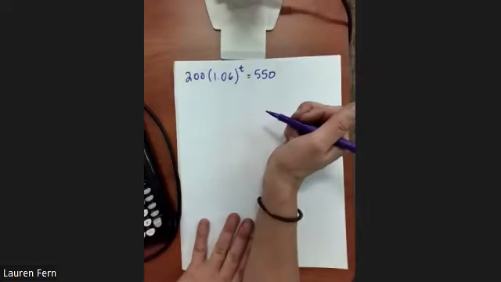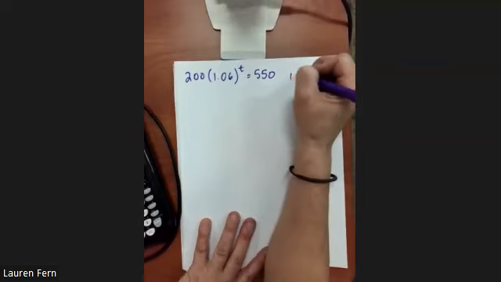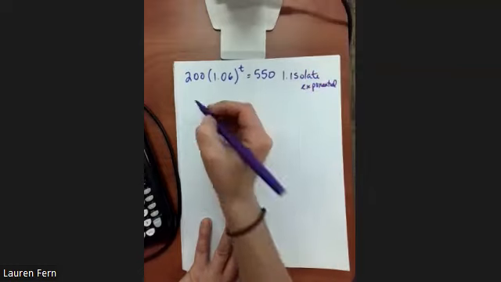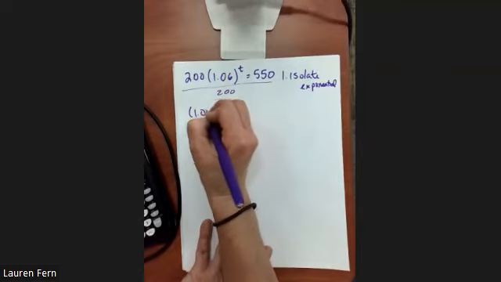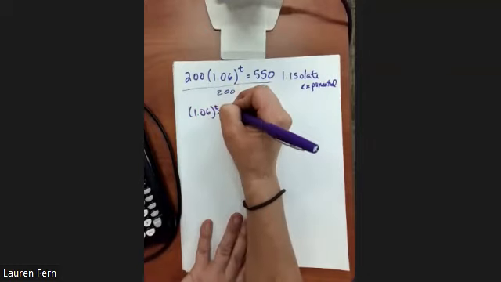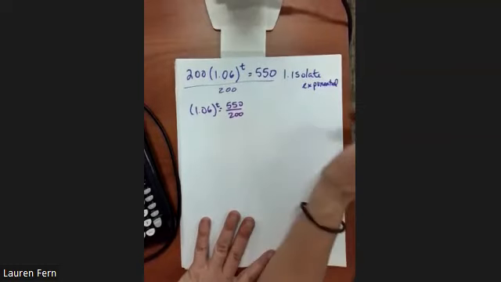What would be my first step here? Good. First step, isolate the exponential. We would divide both sides by 200. So we would have 1.06 to the t is equal to whatever 550 over 200 is. I could care less right now.